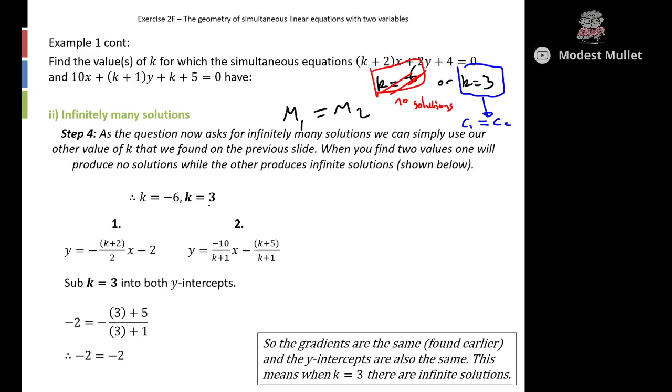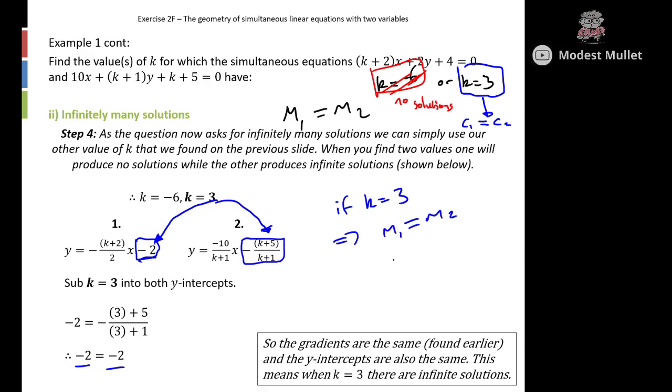So we substitute it into the c component, our y-intercept, in the standard form. Substitute it in there, and it turns out that we do get -2, -2. So if k equals 3, it turns out that m1 is equal to m2 and c1 is equal to c2, therefore there are infinite solutions.